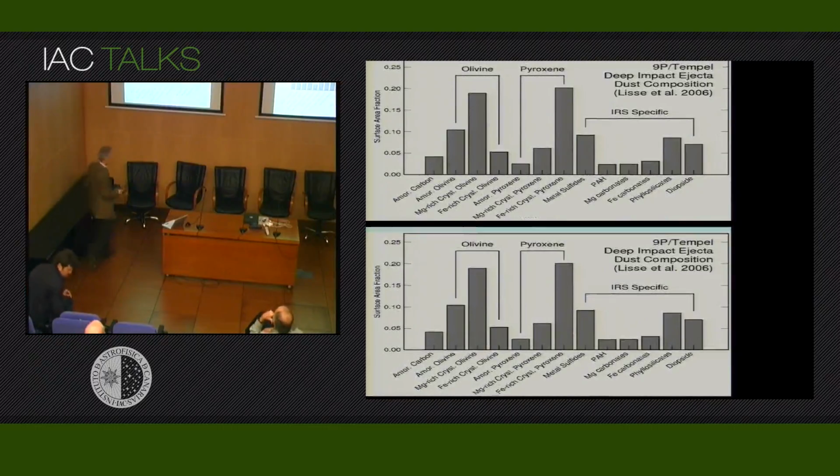So we have the PAHs which have been proposed. It's somewhat controversial, but there seems to be strong evidence for them.